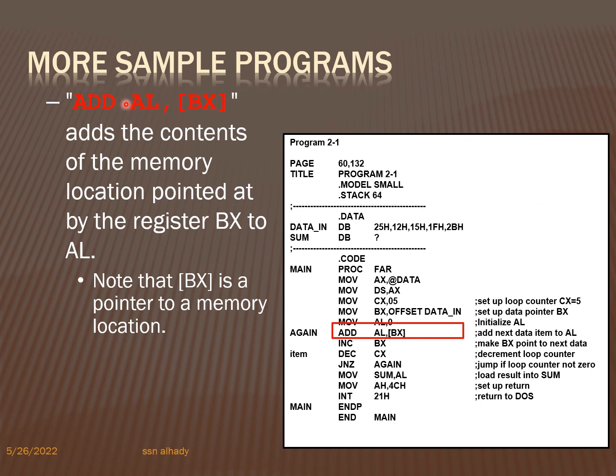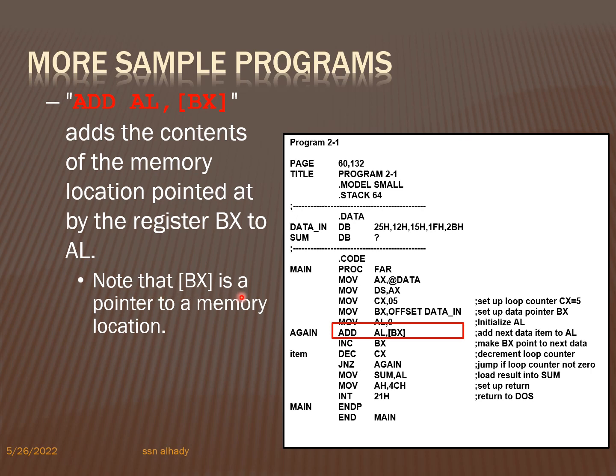Okay, and then you ADD AL. Once you put in brackets, this is the offset. You know that the physical address is the data segment combined with the offset. Data segment here, and then the offset being the one defined previously, data in. Then add the content of the memory location pointed at by the register BX, and then you put it to AL.